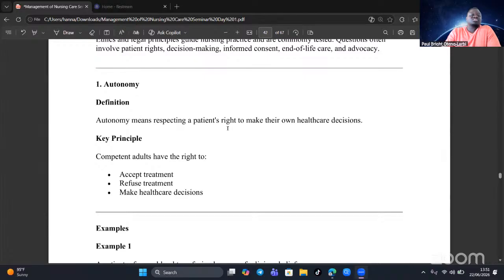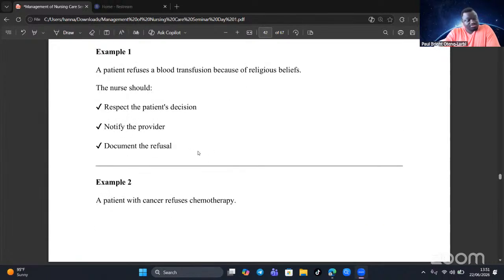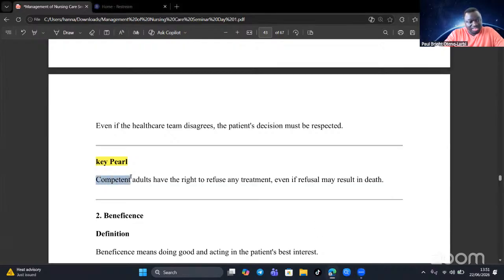Autonomy means respecting the rights of the patients to make their own healthcare decisions. Adults have the right to accept treatment, refuse, or make healthcare decisions. That is autonomy. Competent adults have the right to refuse any treatment, even if refusal may result in death. Competent, that's the key word. If the patient does not have the mental capacity and they refuse care, act as a nurse.